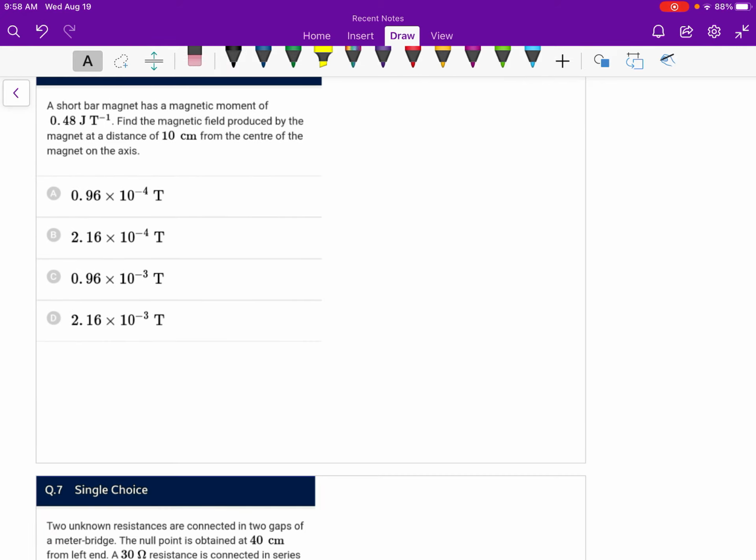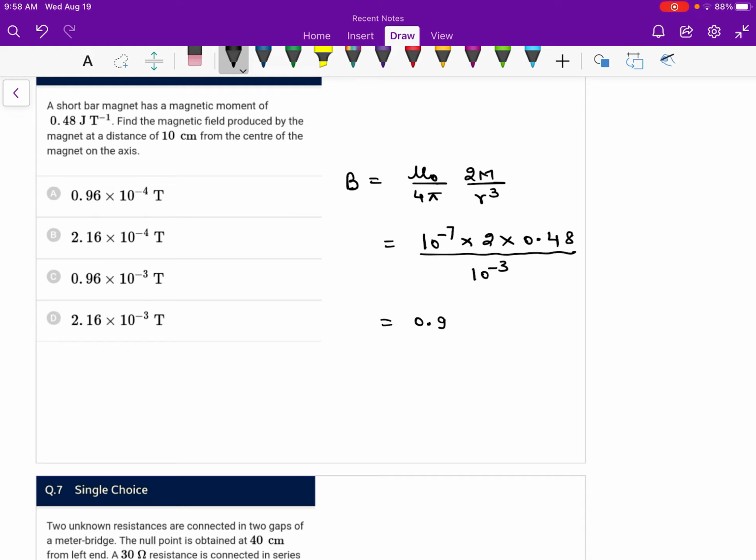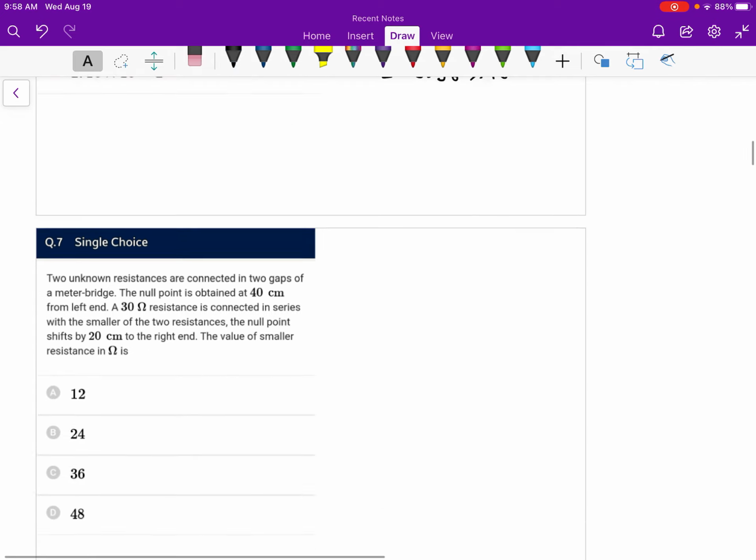Short bar magnet, magnetic field at 10 centimeter from the center of the magnet on the axis. On the axis, the magnetic field is mu naught by 4 pi into 2 capital M upon small r cube. Mu naught by 4 pi is 10 to the power minus 7, 2 capital M is 0.48, and upon r cube, which is 10 to the power minus 3. So this is 0.96 into 10 to the power minus 4. So 0.96 into 10 to the power minus 4 is the correct option.